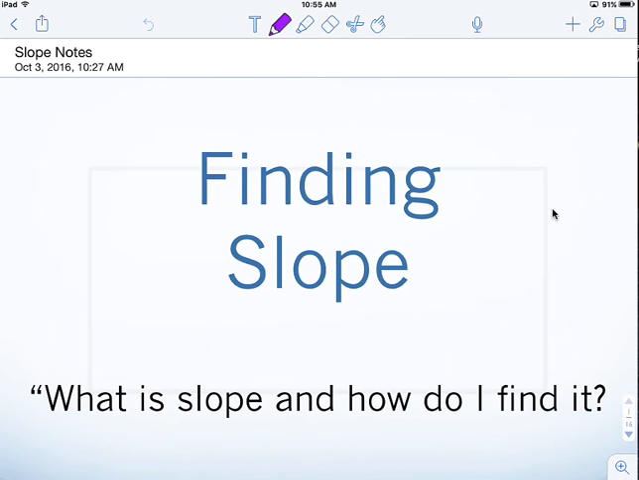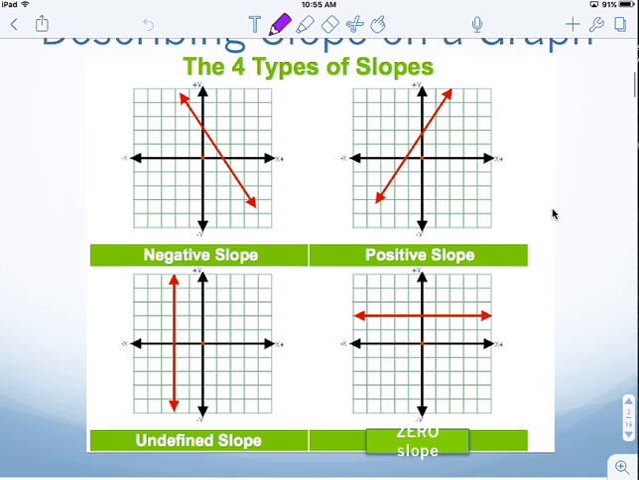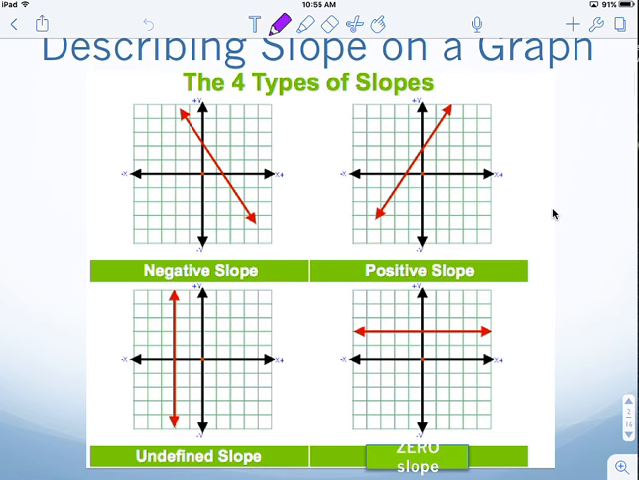Today we are going to find the slope of a line, and this is dealing with how steep our line is. When you are talking about slope, there are four different types. We have a negative slope, which goes down to the right. We have a positive slope, which goes up to the right. We have an undefined slope, which is our vertical line, and we have a zero slope, which is our horizontal line.